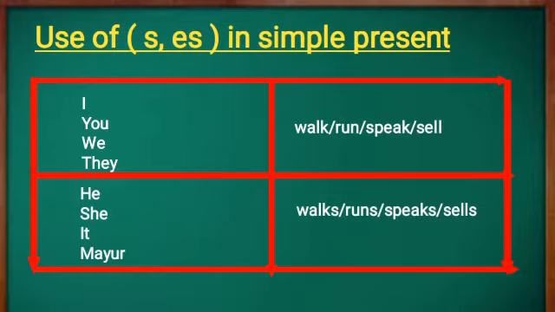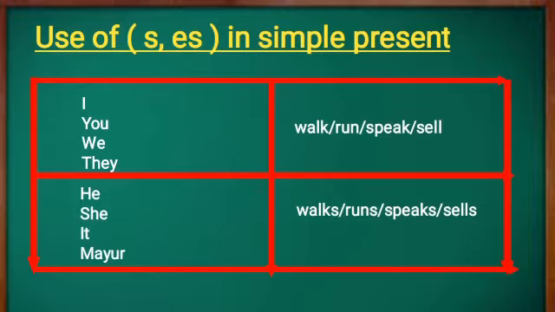Now look at the next four subjects like he, she, it, and Mayur. Actually, these all are singular subjects, and when I use such a singular subject, look, every verb is taking the s suffix. Like walk converts into walks, run into runs, speak into speaks, and sail into sails. So, whenever your subject is singular, like he, she, it, Mayur, Ram, or any name, the verb will take the s or es suffix in simple present tense.